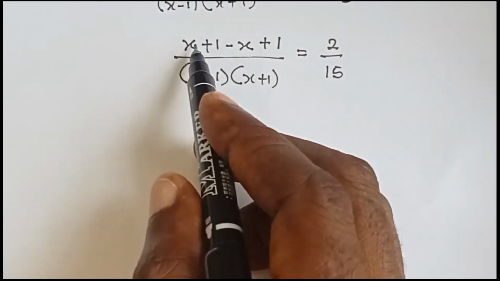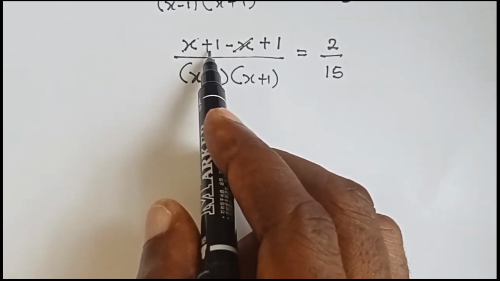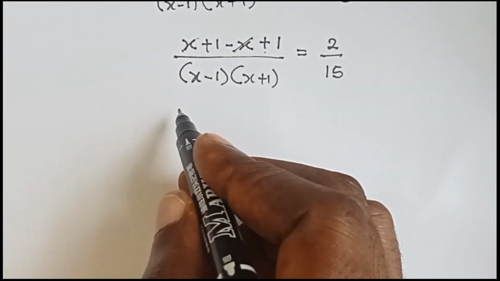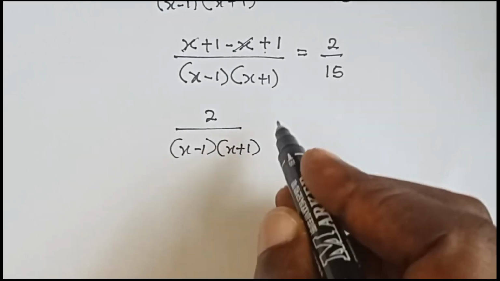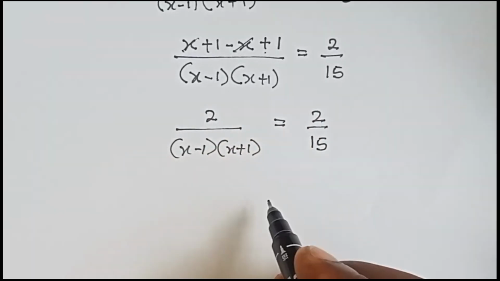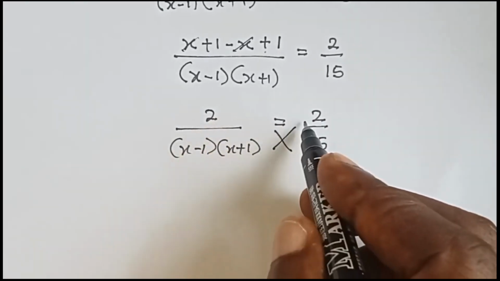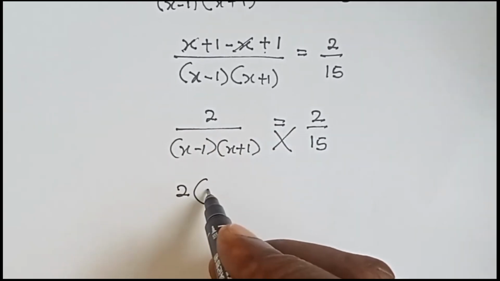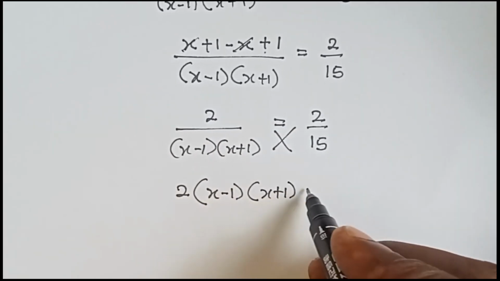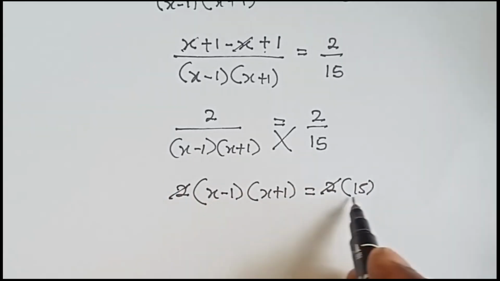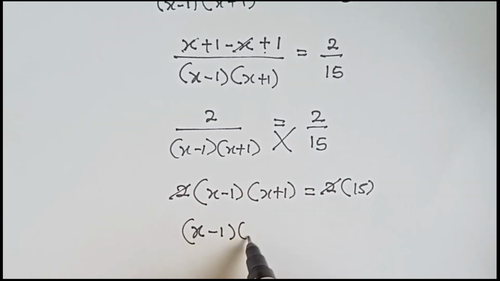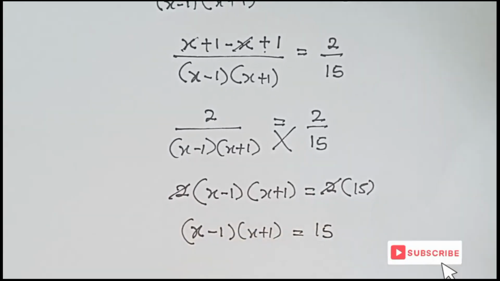Right, so x minus x will give us 0. That cancels out. Then we have plus 1 plus 1. Plus 1 plus 1 is plus 2. So that's 2 over x minus 1, x plus 1 equals to 2 over 15. Here we can cross multiply. This multiply this and this multiply this. So we have 2 multiplying x minus 1, x plus 1, and then we have 2 times 15. These 2, we cancel these 2. We have this. So we have x minus 1, x plus 1 equals 15.